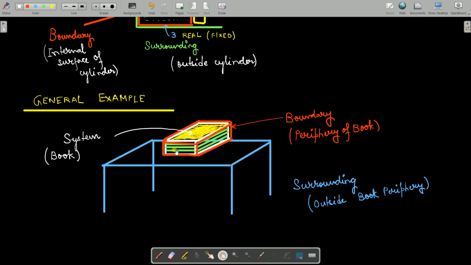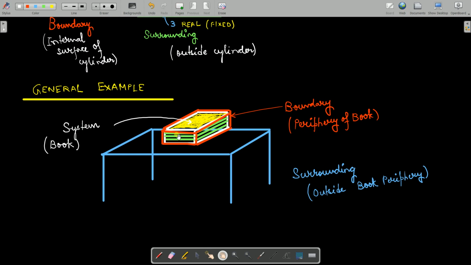Now, not taking a thermodynamics example, let's take a general example. Generally speaking, the entire universe is actually thermodynamics. To avoid confusion, if you consider that life is not thermodynamics, you are wrong. Life is actually being followed by the principles of thermodynamics. We are governed by the laws of thermodynamics. So this is a general example I am taking.